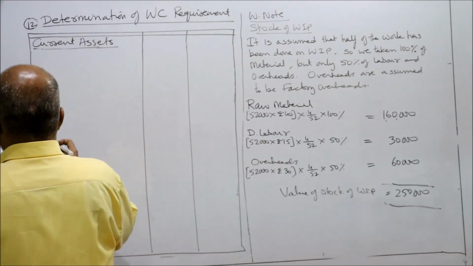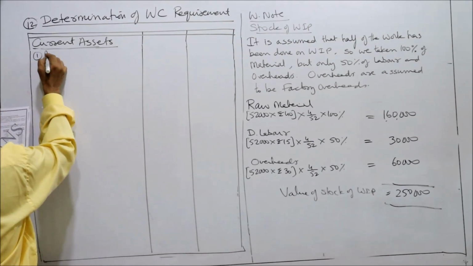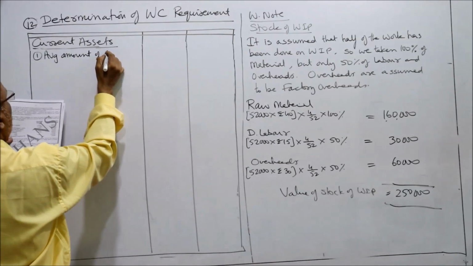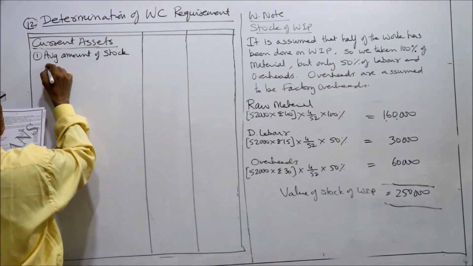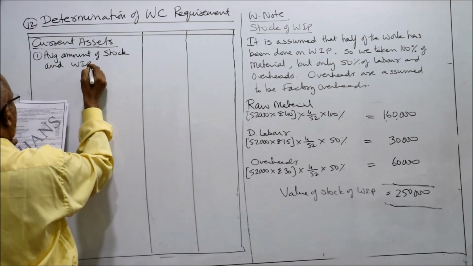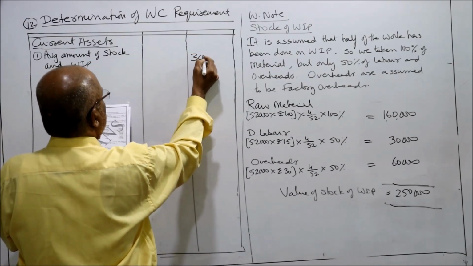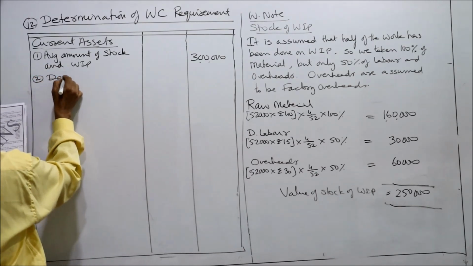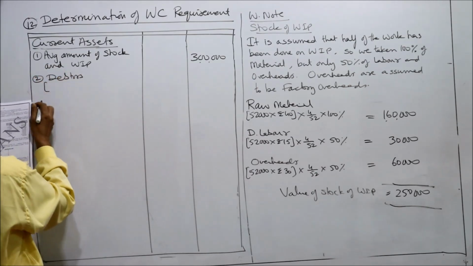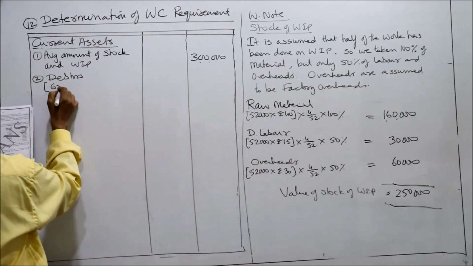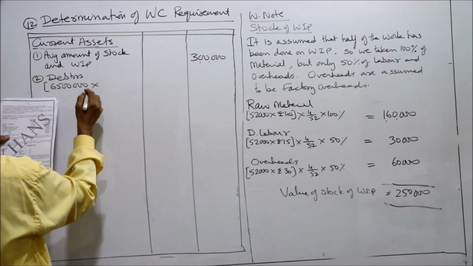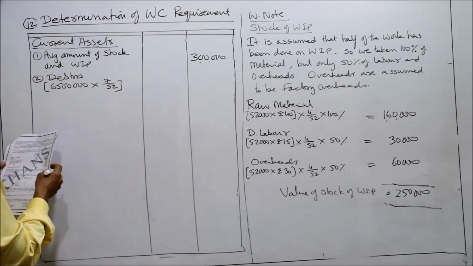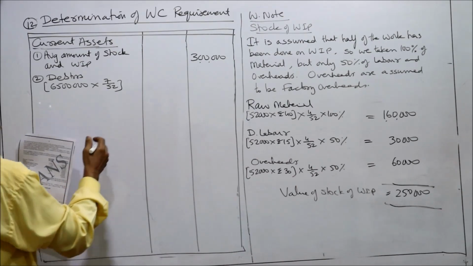Current assets. In current assets, first one, average amount of stock and WIP. Directly it is given in the problem, 3 lakh. Then we have second one, debtors. Debtors, credit sales are 65 lakh into 7/52. Debtors are the only other current asset.